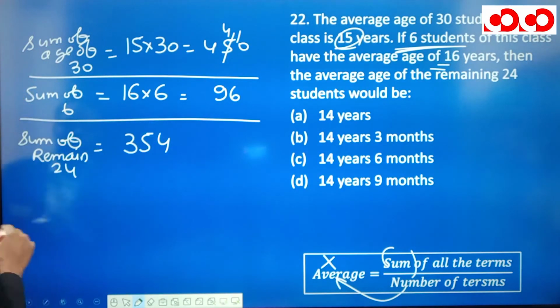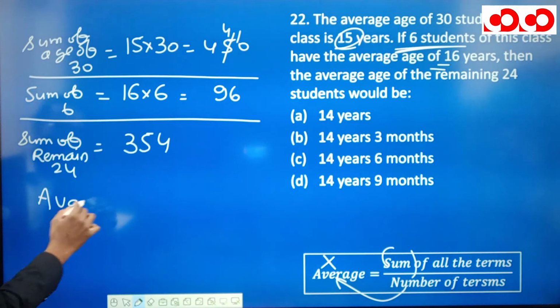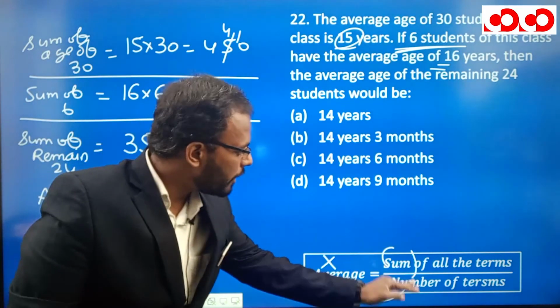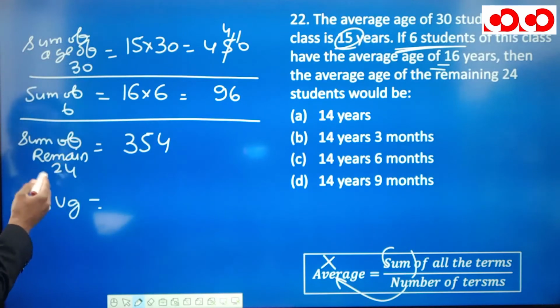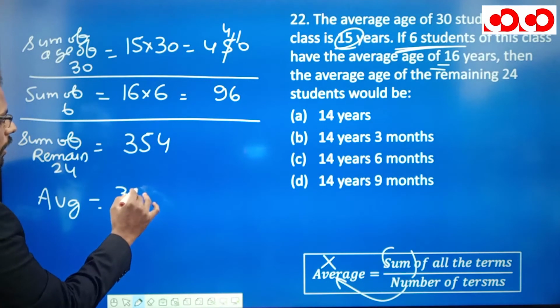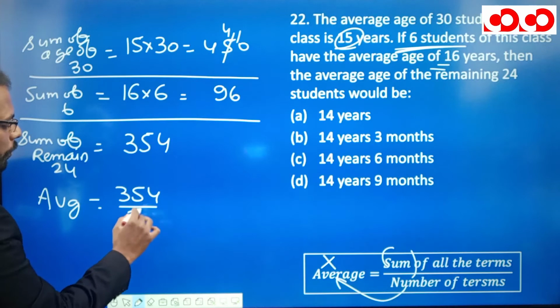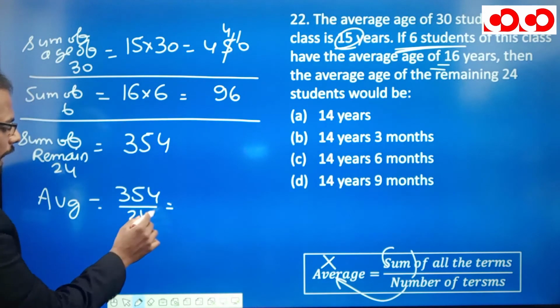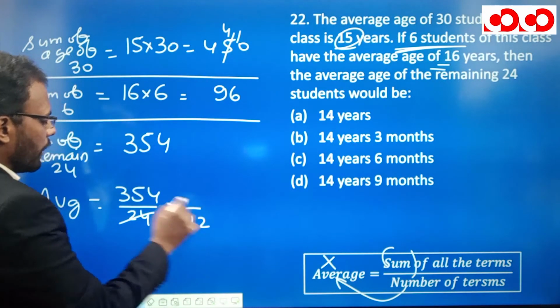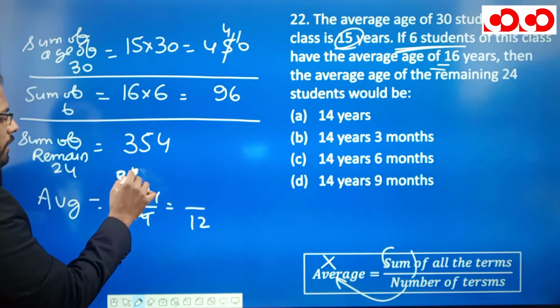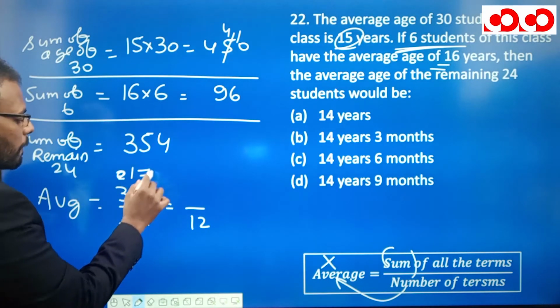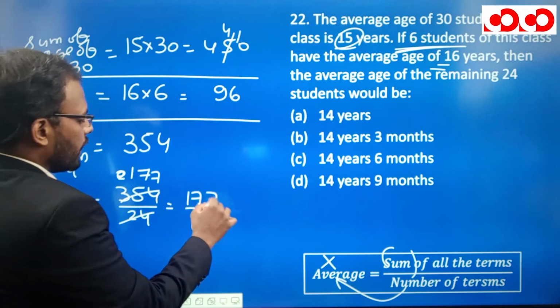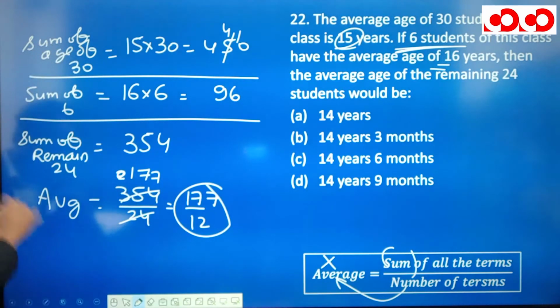Now this is the sum. What is the average? Average is again sum divided by the number of students. The number of students is 24. So 354 divided by 24. If I divide this by 2, I'll get 12, and if I divide this by 2, I'll get 177. 177, right? So what is the answer over here?